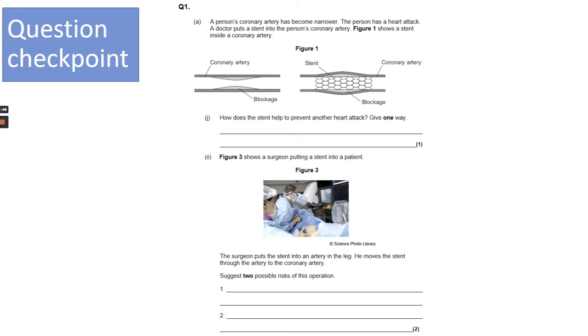Okay, so let's have a look at this question. This question is about stents, and they say a doctor puts a stent into the person's coronary artery, and you can see the blockage and the stent being placed in. It says, how does the stent help to prevent another heart attack? Give one way.